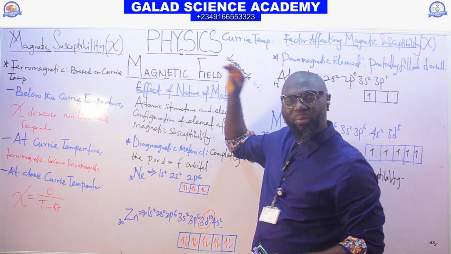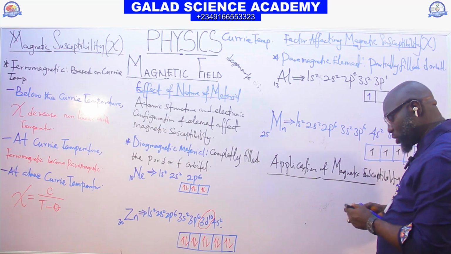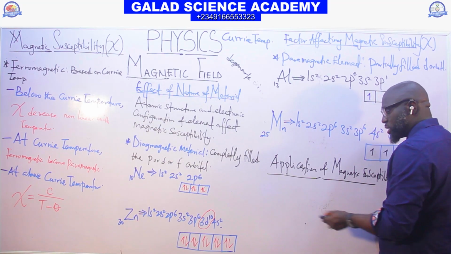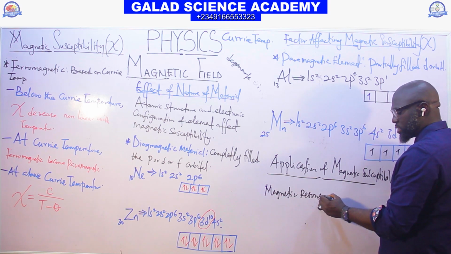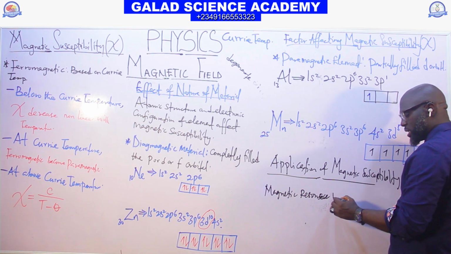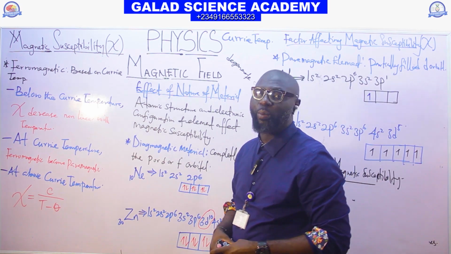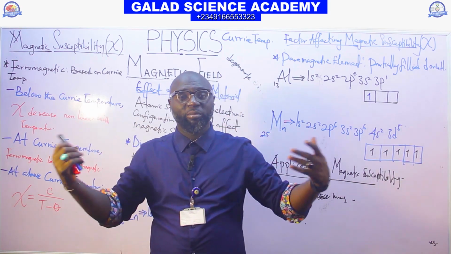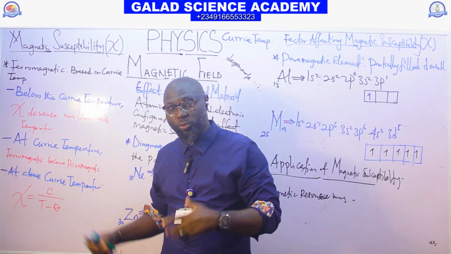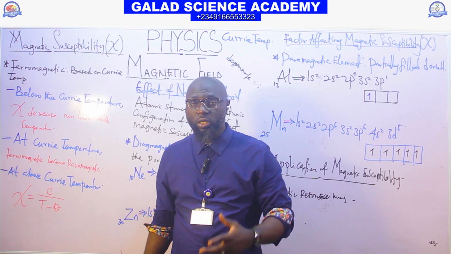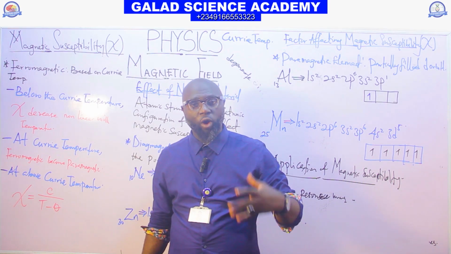We can use it in magnetic resonance imaging. We can also use it in construction of magnetic shielding material, the shielding material that can prevent the entry of magnetic field into our body. We can use magnetic susceptibility to construct such materials. The next thing is the permeability of magnets.